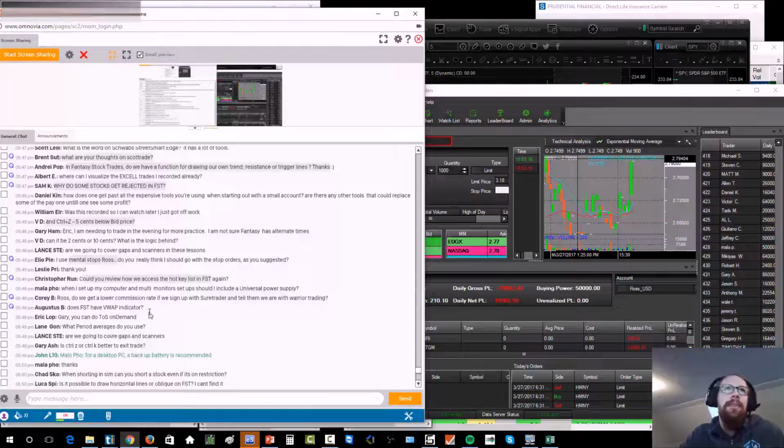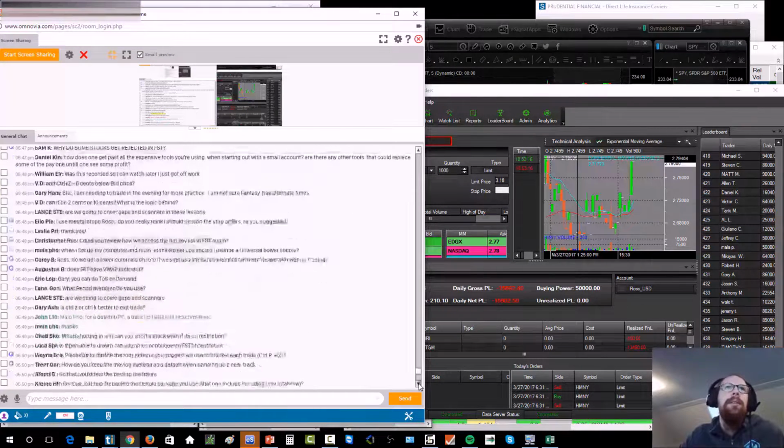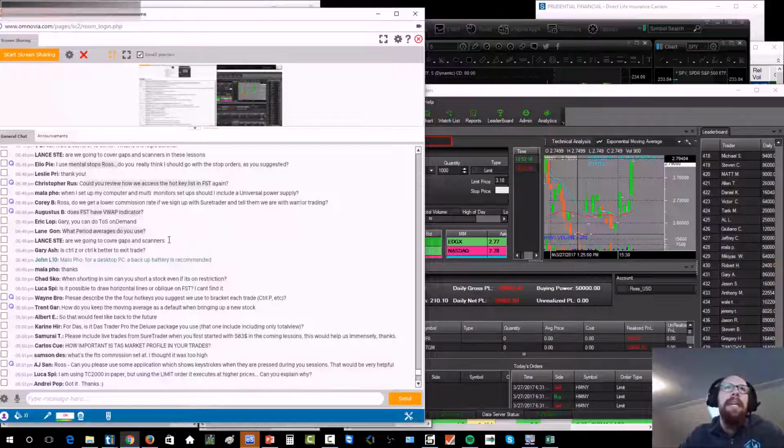FST does not have the VWAP indicator, volume weighted average price. Moving averages, I will cover that in classes 4 and 5. Gaps and scanners we'll be covering in classes 4, 5, 6, and 8 and 9.